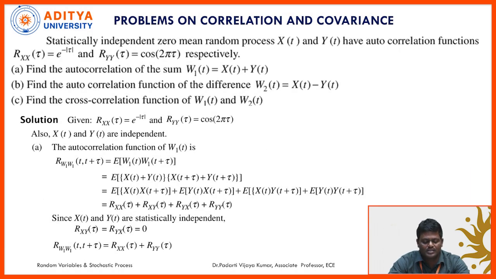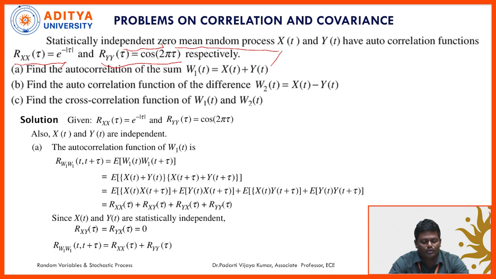Let us see one more practical example related to the properties of the autocorrelation function. An autocorrelation function Rxx of tau is given, this is the autocorrelation function of the random process X of t. Another autocorrelation function Ry of tau of Y of t is given, and they are statistically independent, with nonzero mean. That means the random processes will have some mean value, it is not 0. Now we need to compute the autocorrelation of the sum X of t plus Y of t. So we need to compute W1 of t.